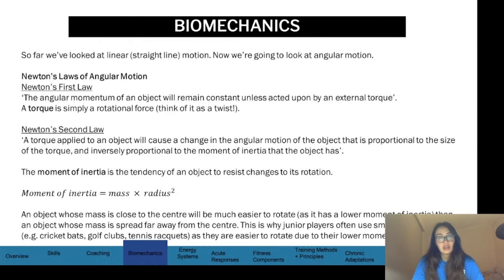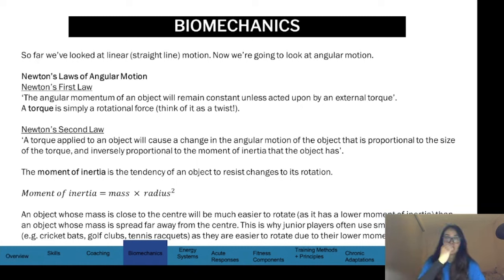So far we've looked at linear or straight line motion, and now we're going to look at angular motion. It's very similar to linear motion, but you'll see that some of the definitions are changed a bit. So angular momentum of an object will remain constant unless acted upon by an external torque instead of force. You can notice that we might just replace the word force pretty often with torque in rotational or angular motion instead.